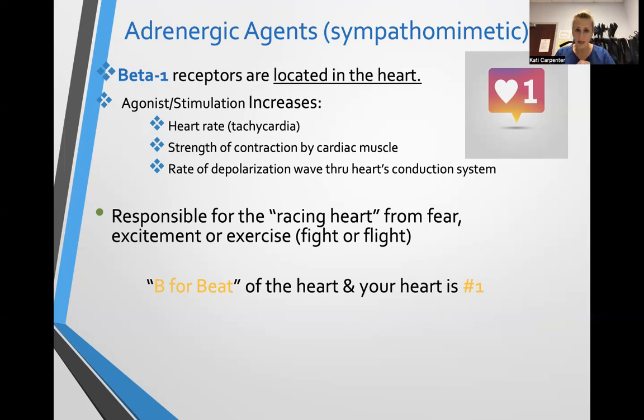When a drug is stimulating beta-1 receptors on the heart, it is going to increase that heart rate, resulting in a tachycardia. It is going to strengthen the contractions by the cardiac muscle itself and the rate of the depolarization wave through the heart's conduction system. So it works directly on the heart itself. The beta-1 receptor on the heart is responsible for that racing heart from fear, or when you get super excited, or exercise, I guess, fine. But I don't get excited when I'm exercising. But that same thing is when your heart's pounding and it feels like it's in your throat. Beta-1, your heartbeat is number one, is responsible for that.